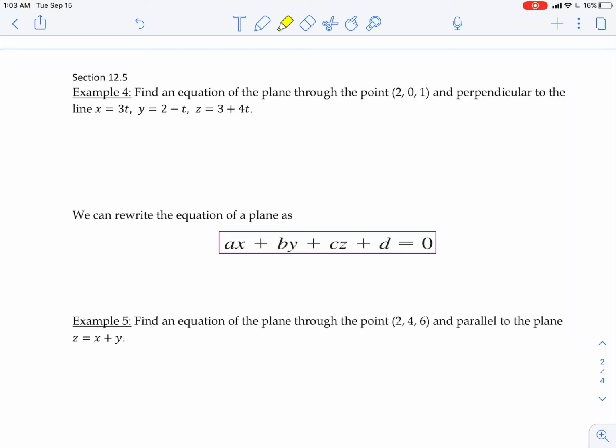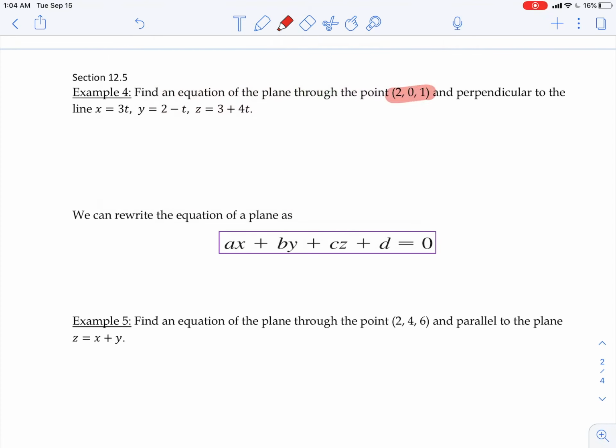Alright, so the third page is basically just going through a few examples together. We're going to find the equation of planes through different scenarios. In the first scenario, we have a point and we want the plane to be perpendicular to a line x equals 3t, y equals 2 minus t, and z equals 3 plus 4t. If it's perpendicular to this line, then what I really want is the normal vector for the plane that I'm dealing with, and I want the initial point.